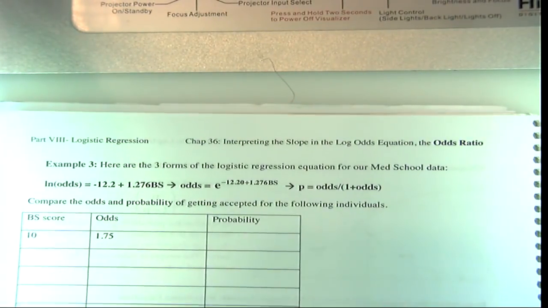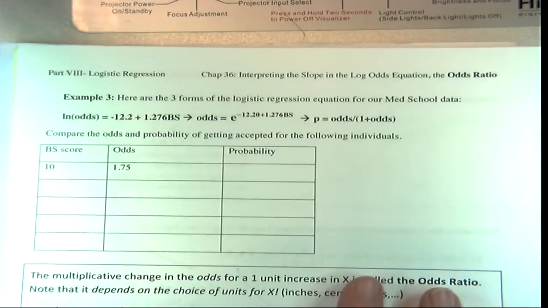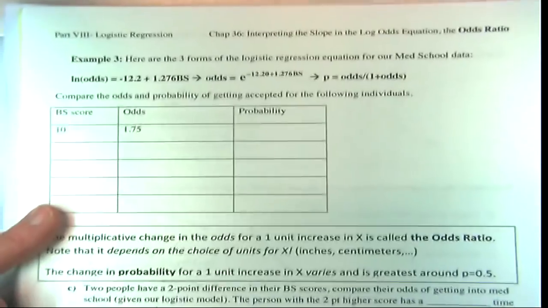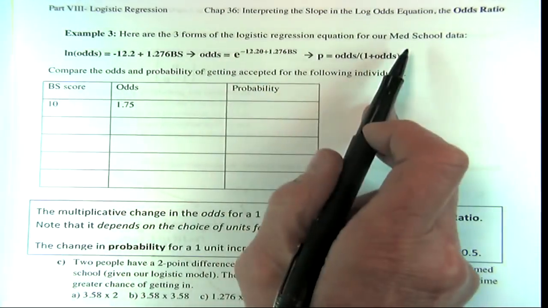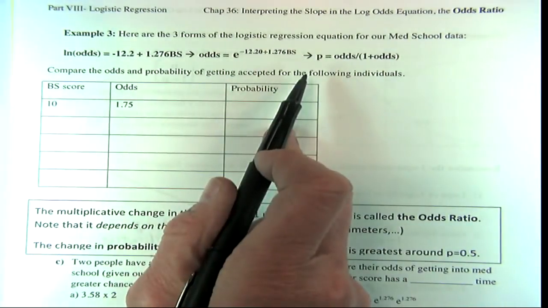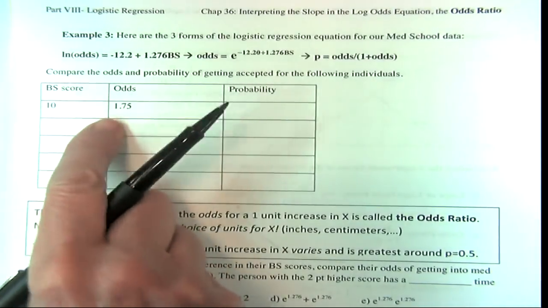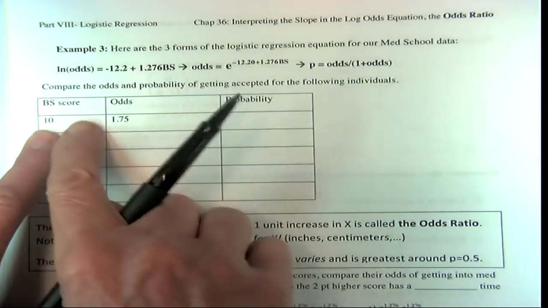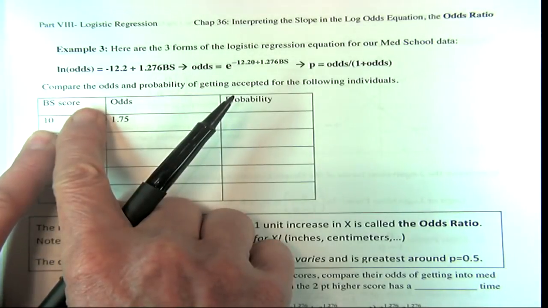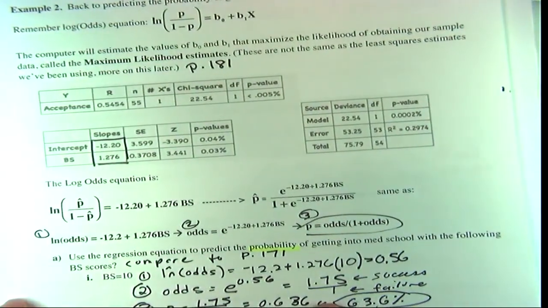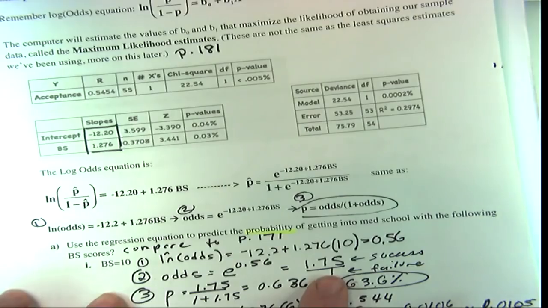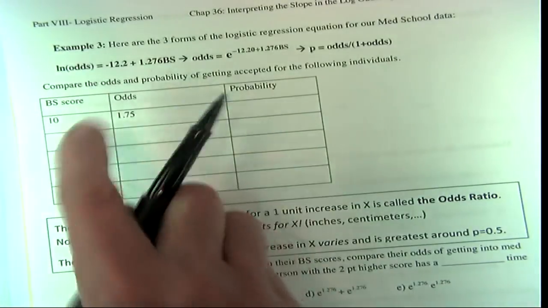All right, so working through examples is always the best way to sort of cement these ideas in your head. So here we have the three forms of the logistic regression equation for our med school data. And didn't we already do this one, 10? We said, okay, so if your biological science score is 10, we plugged a 10 in here and we got 1.75. We did that right here on page 173, okay? So let's say right here, 173.